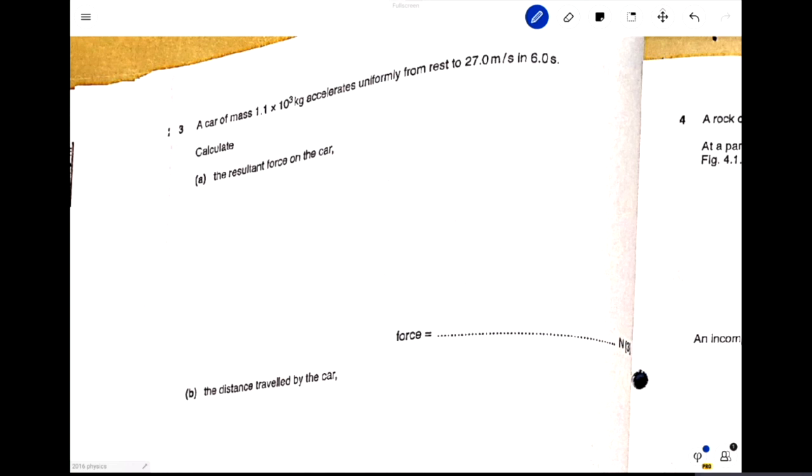Okay, next. A car of mass 1.1 times 10 to the power 3 kg accelerates uniformly from rest to 27 meters per second in 6 seconds. Calculate the resultant force. So formula F equals what? F equals m times a. So I need to find the a. I have the m, but I don't have a. How to find a? v minus u over t, right?